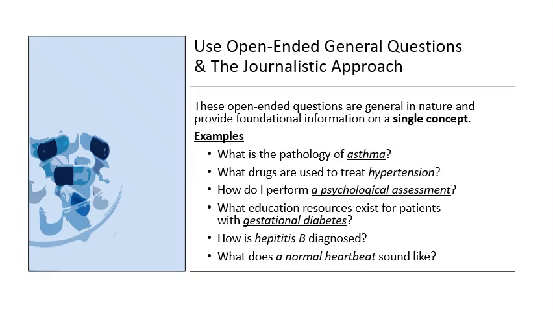When you are formulating research questions, it's important that you're using open-ended questions as opposed to closed questions. So you want to use what we call the journalistic approach, which is asking questions that start with a WH question word. So who, what, when, where, why, and how. These will give you a much broader answer with more details, as opposed to asking a yes or no question, which is really going to limit the availability of information that you can find.